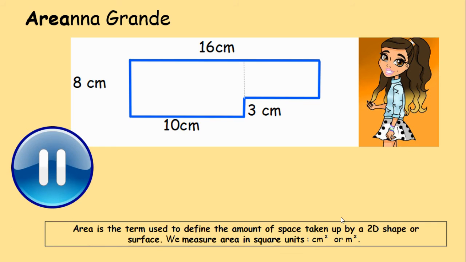Let's have a look at Area. Remember, area is the term used to define the amount of space taken up by a 2D shape or surface. We measure area in square units, centimetres squared or metres squared. Press pause now to work out the answer, and then press play once you are ready.